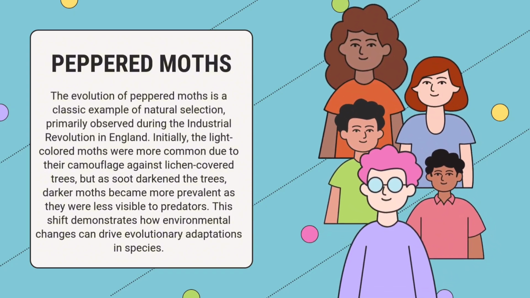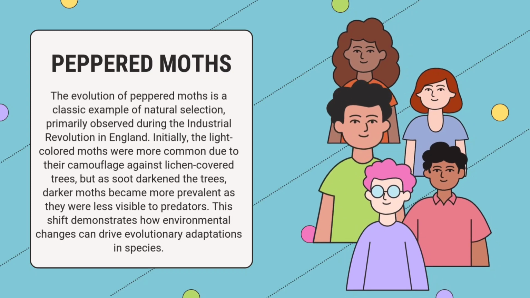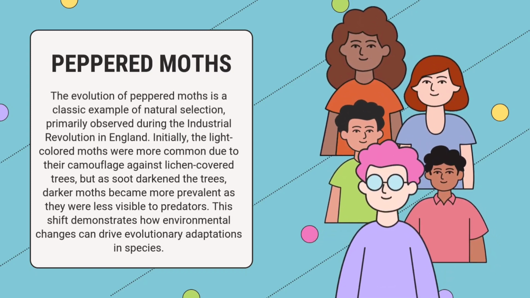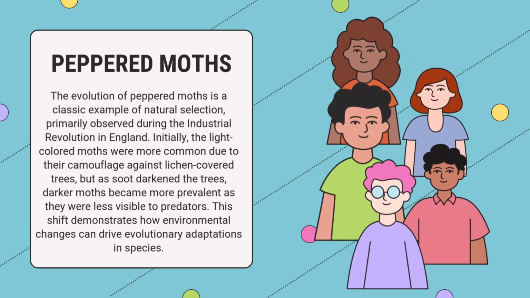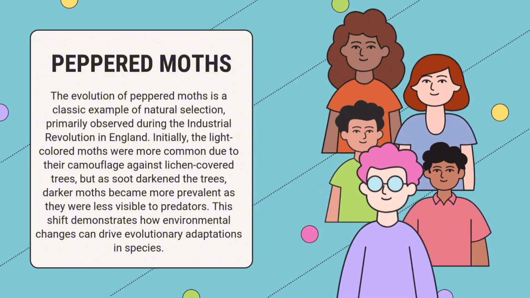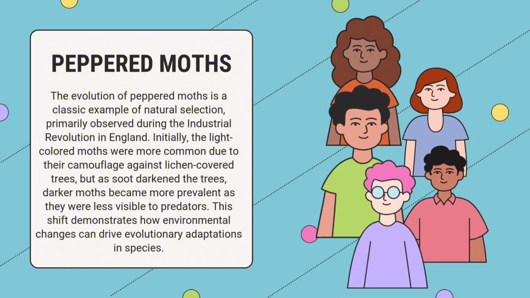So, the color of peppered moths shifted from light to dark due to industrial pollution, demonstrating natural selection favoring traits that enhance survival in a changing environment.